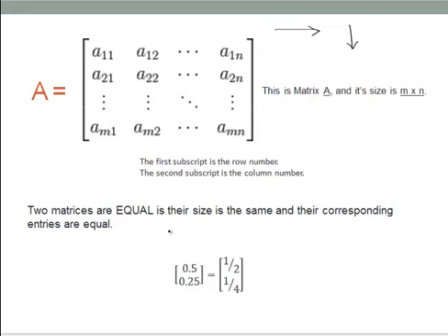You have equal matrices if their size and their corresponding entries are equal. For example, this particular one has 2 rows and 1 column. This one has 2 rows and 1 column. So now you have to make sure that corresponding elements are the same. 0.5 is the same thing as 1/2, and 0.25 is the same thing as 1/4. So these two matrices are equal.